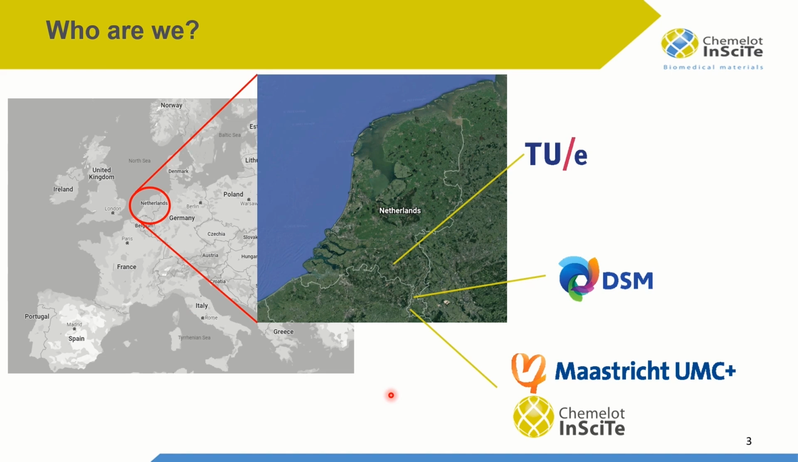Before we start, I would like to introduce the project partners to you. The Chemelot Insight is the research institute which brings together public and private partners. DSM is the polymer manufacturing company. University of Maastricht and Technical University of Eindhoven are the two universities involved in the research.